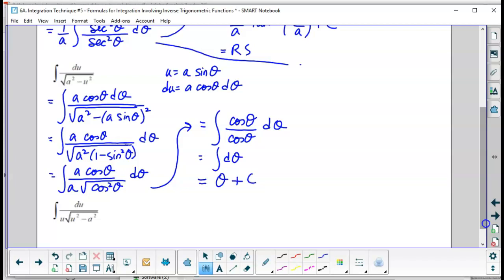And again, back to our substitution there. That means sine theta equals u over a. So theta would be inverse sine u over a. Okay, plus c.